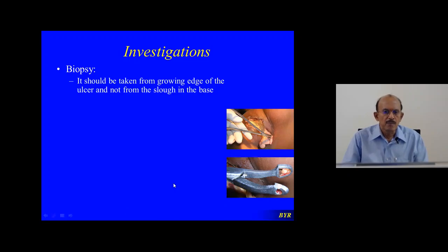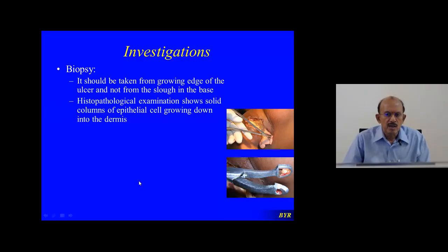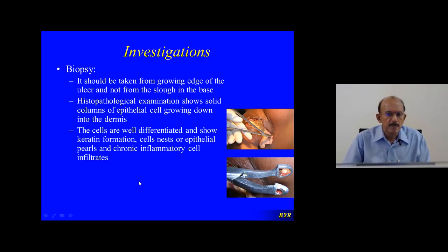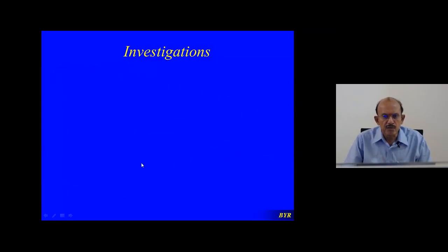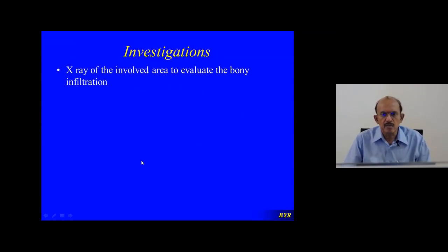Investigations. Biopsy. It should be taken from the growing edge of the ulcer and not from the slough in the base. So this is the ulcer. So you have to take from the edge of the ulcer. Histopathological examination shows solid columns of epithelial cell growth down into the dermis. The cells are well differentiated and show keratin formation, cell nest formation, or epithelial pearls and chronic inflammatory cell infiltrates. Rarely, the cells may be anaplastic. Depending upon the differentiation, the tumor is classified by Broders grading as well differentiated, poorly differentiated, and moderately differentiated.